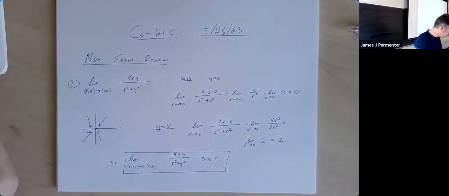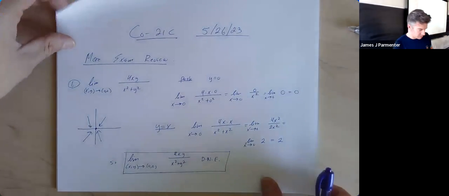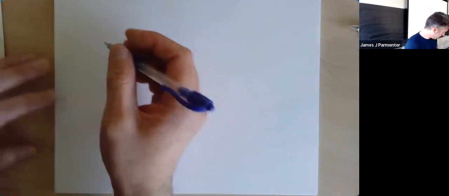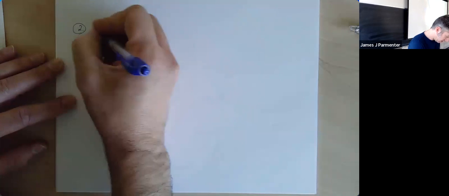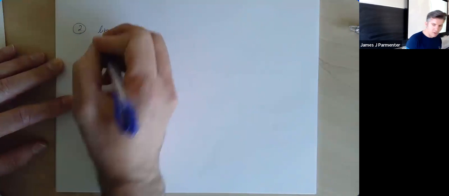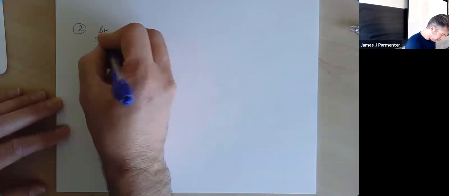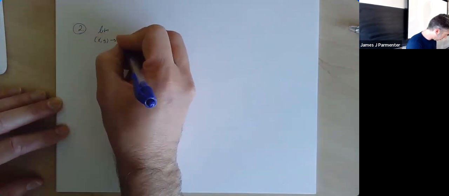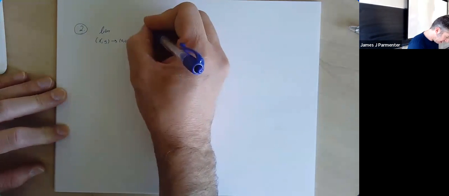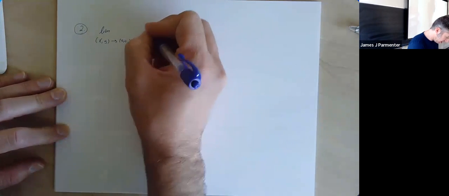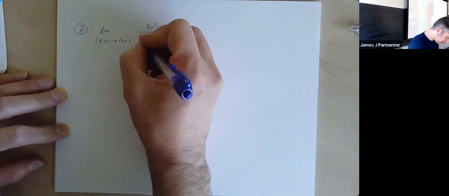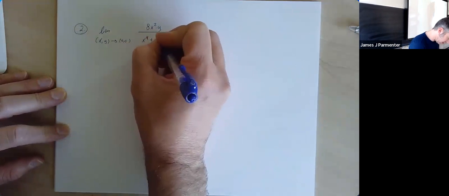So let's look at a few more examples. So let's say we have the limit. Most of these ones that are not existing are usually going through the origin, just because it's really easy to come up with lots of different paths that go through the origin. So we do the limit as x, y approaches 0, 0. Let's say we have 8x squared times y over x to the 4th plus 3y squared.